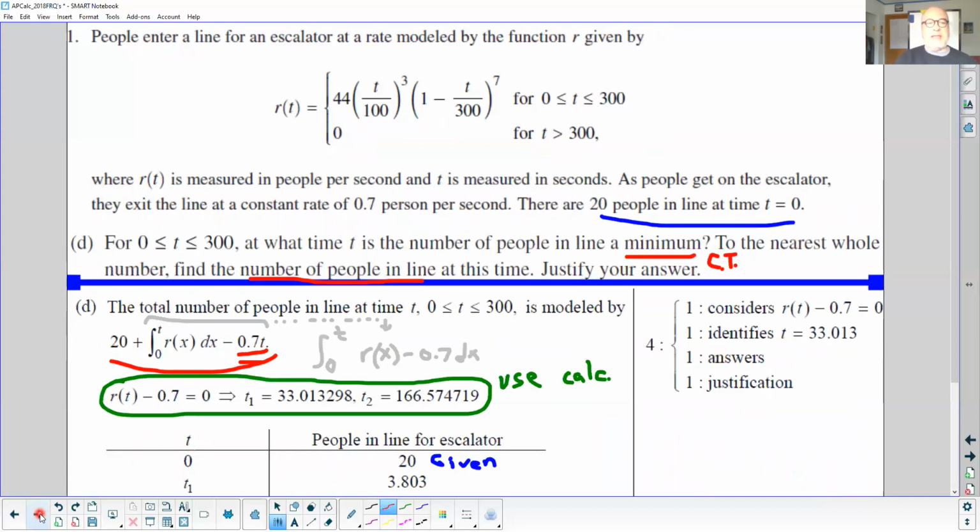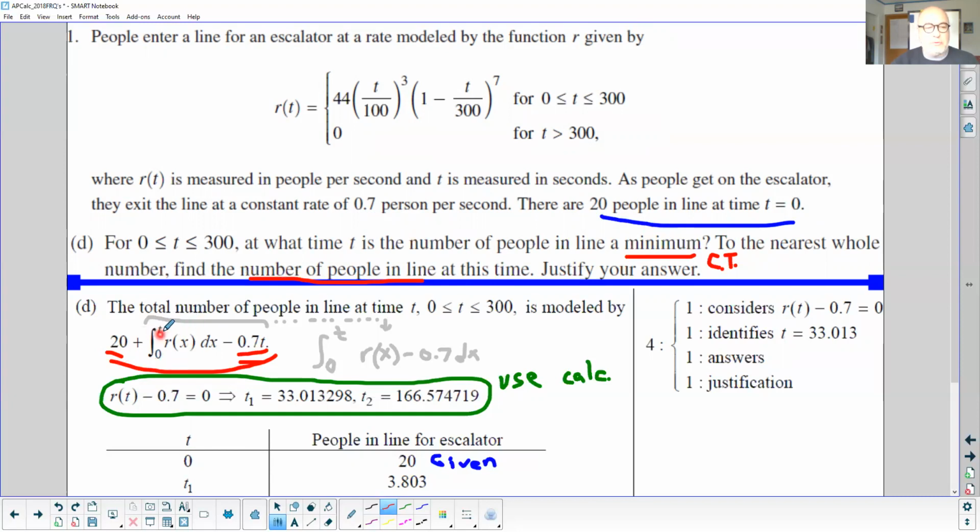This is going to be a candidate test. From 0 to 300, at what time is the number of people in line a minimum? It doesn't say absolute minimum here, but that's implied. To the nearest whole number, find the number of people in line at that time and justify your answer. So we need to figure out how many people are in line total. There's 20 people at the start, you got your 20 here. And then you're accumulating more people. This is like that first one, you went from 0 to 300.